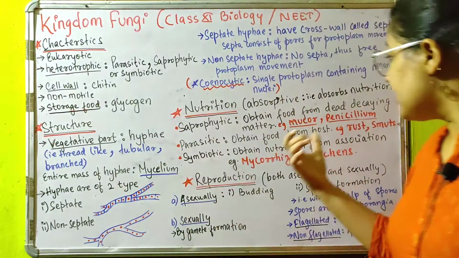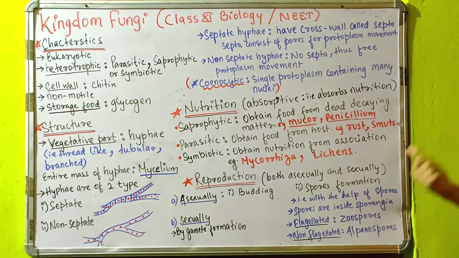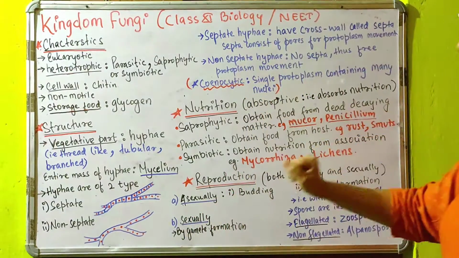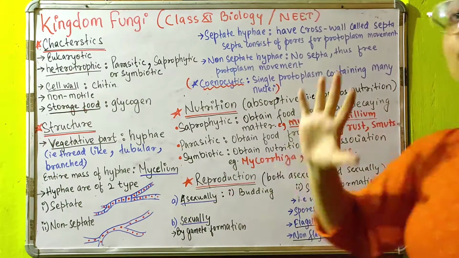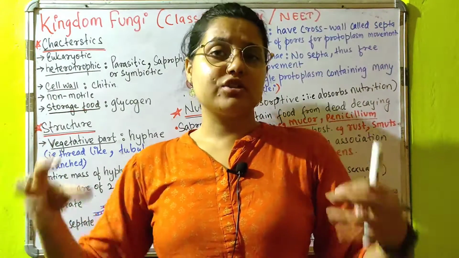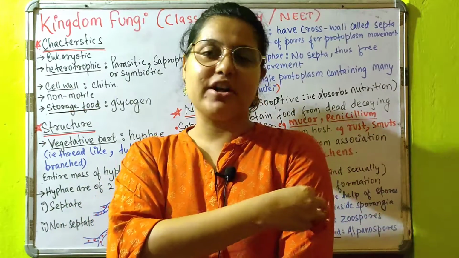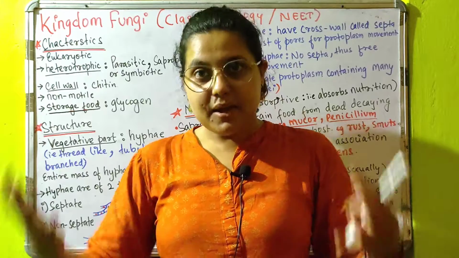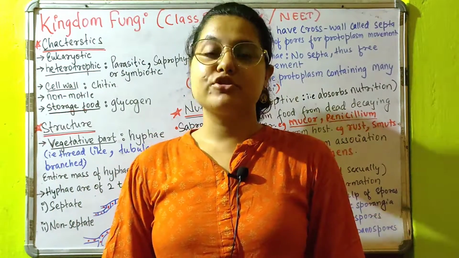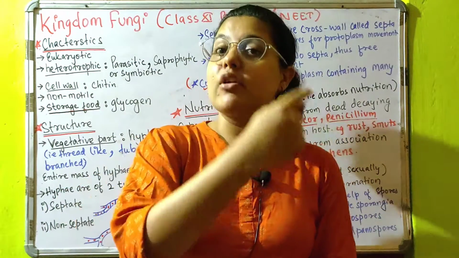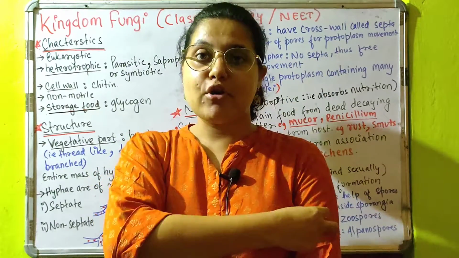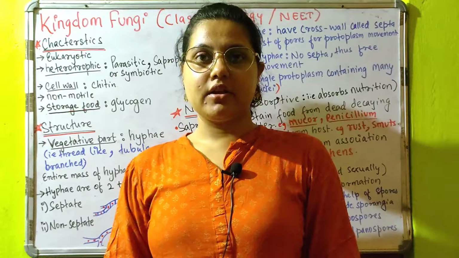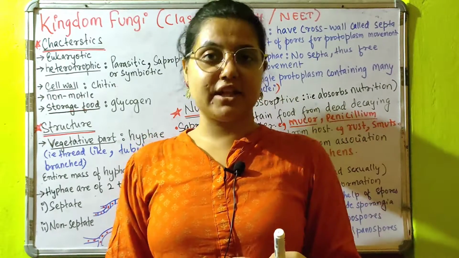And the examples are Mucor and Penicillium. Coming to the parasitic type of nutrition, children, in this the fungi obtain food from the host. What is a host? If something is sitting on my body and obtaining food and shelter out of me, then my body is said to be the host, because that particular organism living in my body is obtaining food and shelter from my body. But it is not helping me in any way.